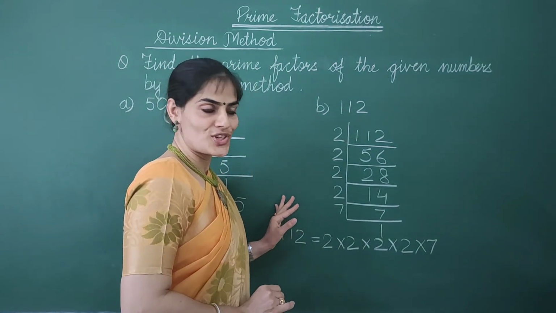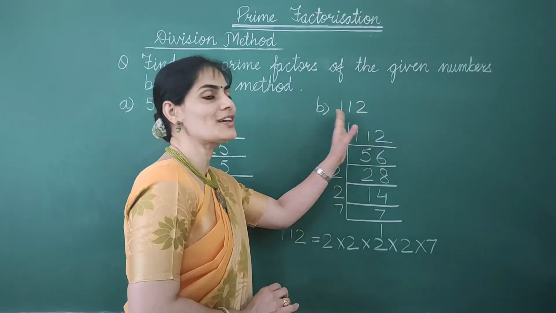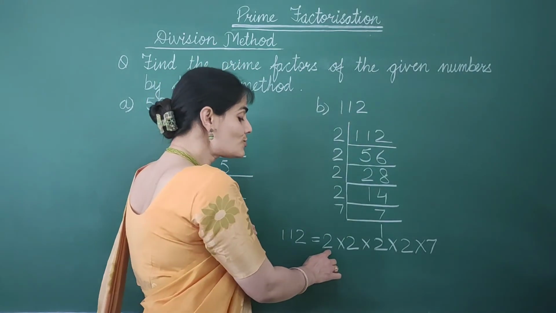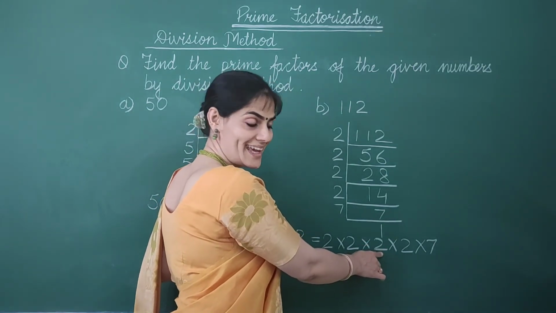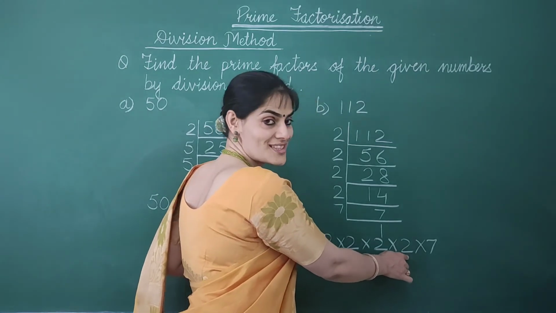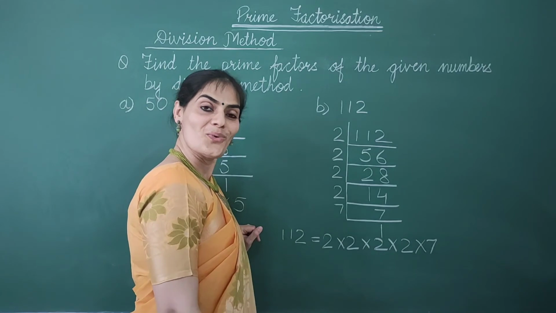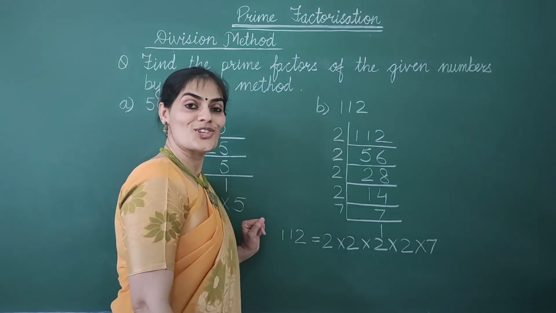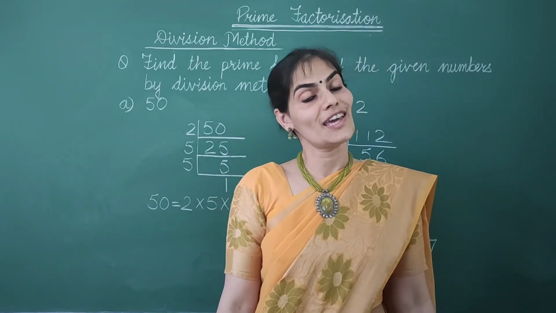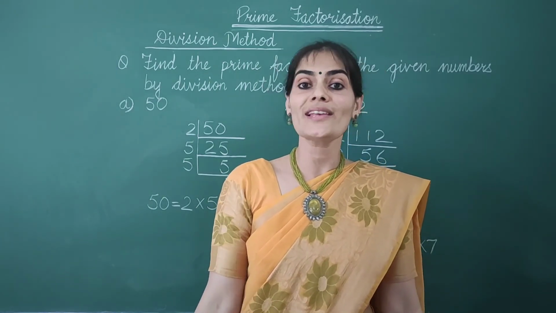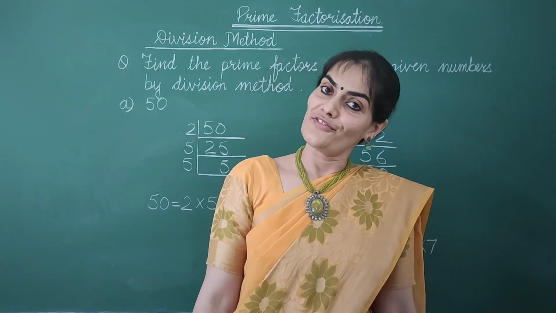Now we are going to check whether the product of these prime factors is equal to the given number or not. So 2 times 2 gives us 4, 4 times 2 gives us 8, and 8 times 2 gives us 16, and 16 times 7 is equal to 112. So children, this is how we find the prime factors of a given number, and we can express that given composite number as the product of its prime factors.